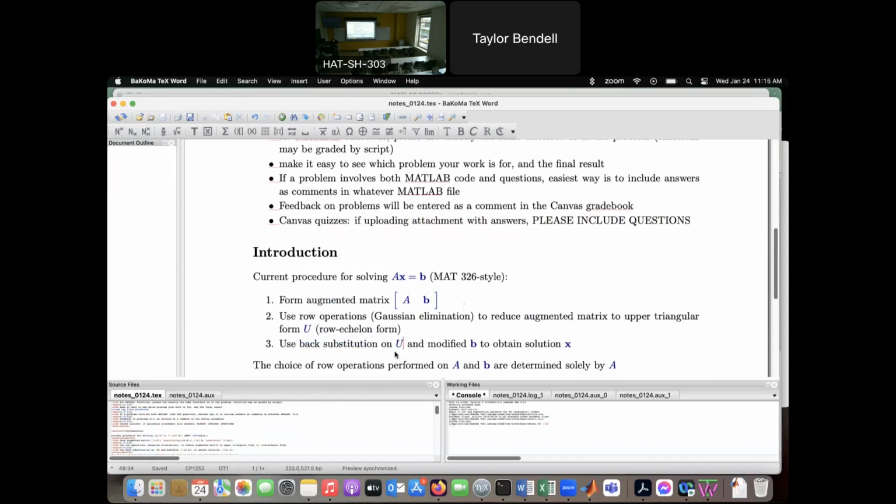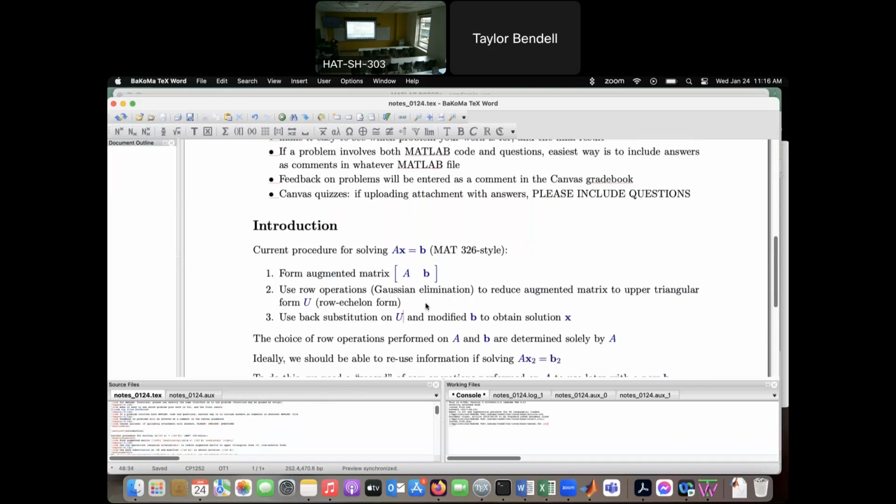Now, the thing to keep in mind is that you're applying the row operations to both A and b, but it's properties of just A that determine what the row operations are. b has no role in determining which multiple of which row you subtract from another row. That's an A thing.